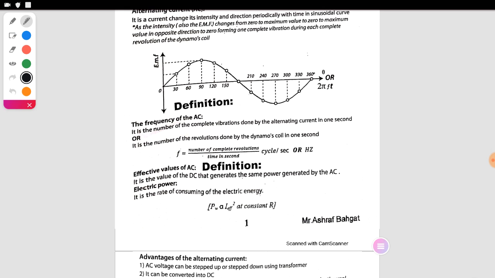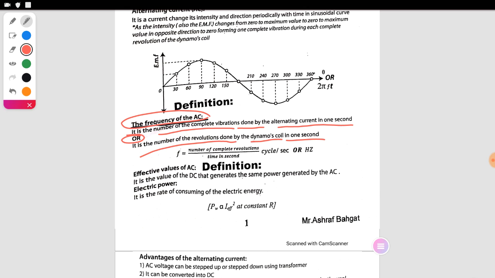The definition of frequency of alternating current. There is a difference between the frequency and the frequency of alternating current. The frequency means the number of complete revolutions per second, while the frequency of alternating current is the number of complete vibrations or revolutions done by alternating current in 1 second. Another definition: the number of complete revolutions done by the dynamo's coil in 1 second.